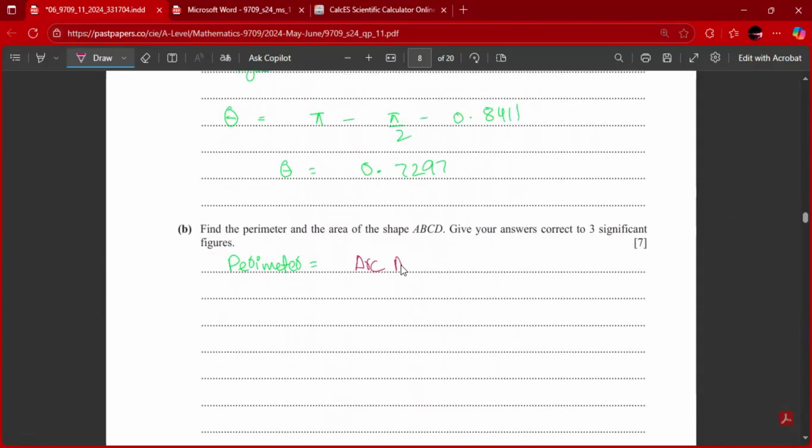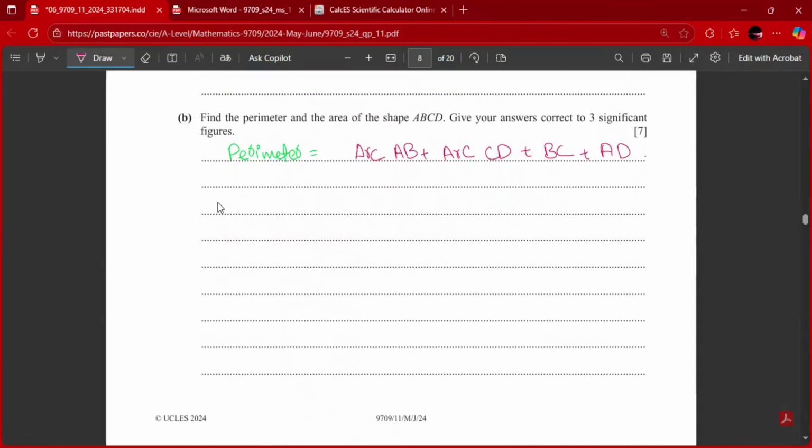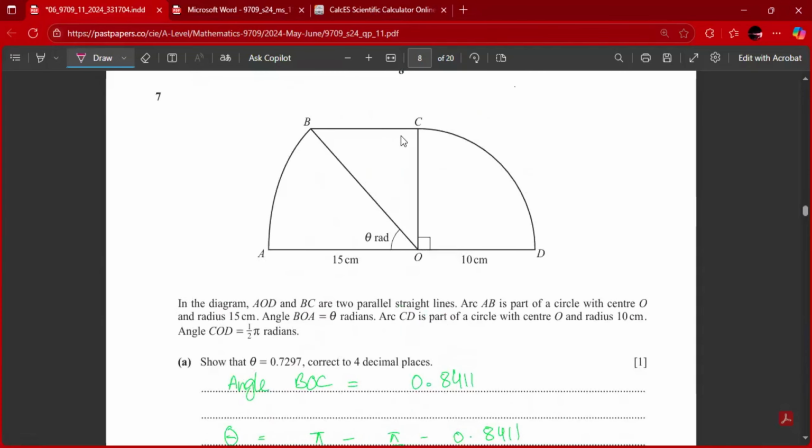Arc AB plus arc CD plus BC plus AD. Now, this is the first step. Now let's write the values of each. AD is equal to 10 plus 15, which is equal to 25. Now let's do BC. If we go up and see the figure, this is the right triangle, this is 15, this is 10, as I've already said. We can find BC using the Pythagoras theorem, which is a squared plus b squared is equal to c squared.